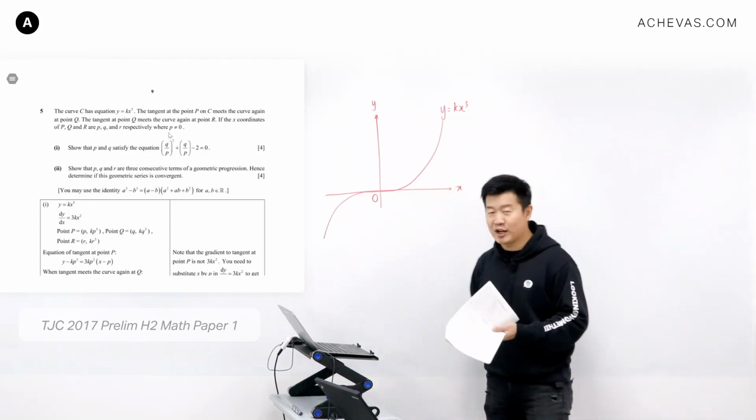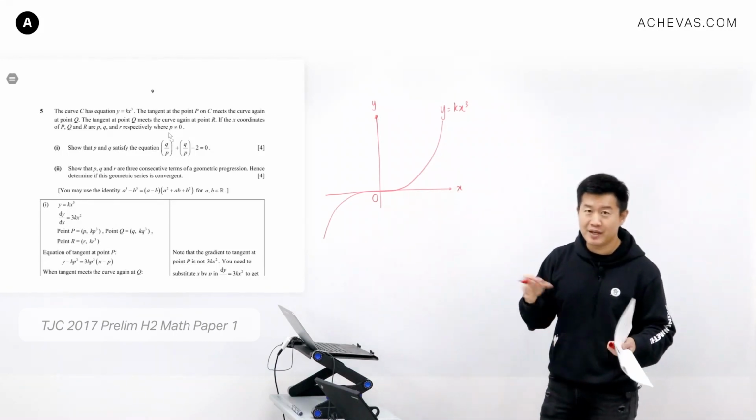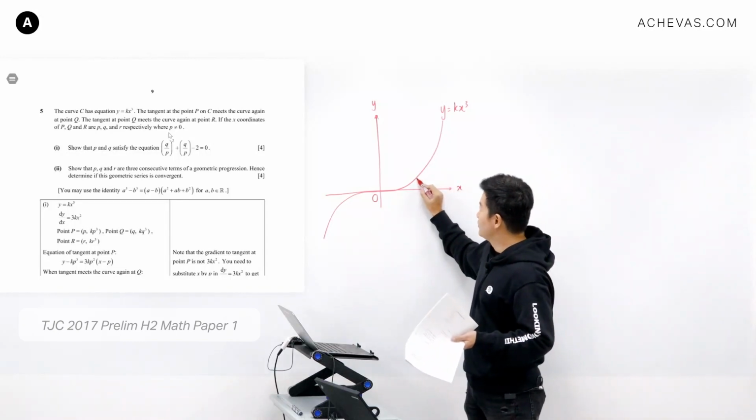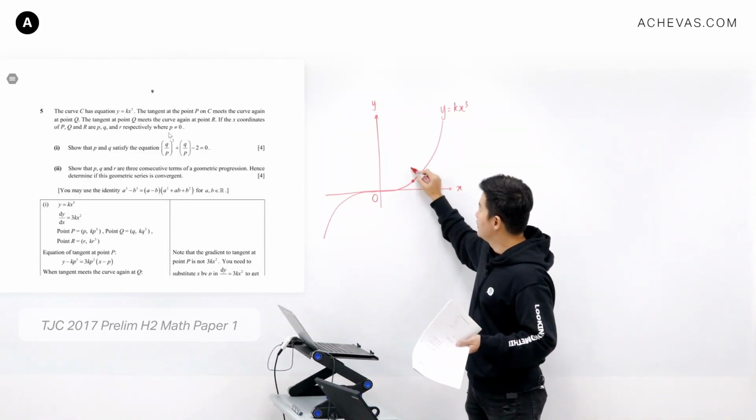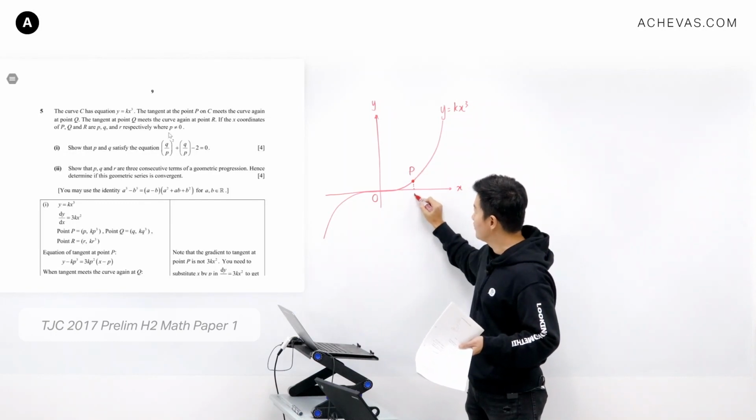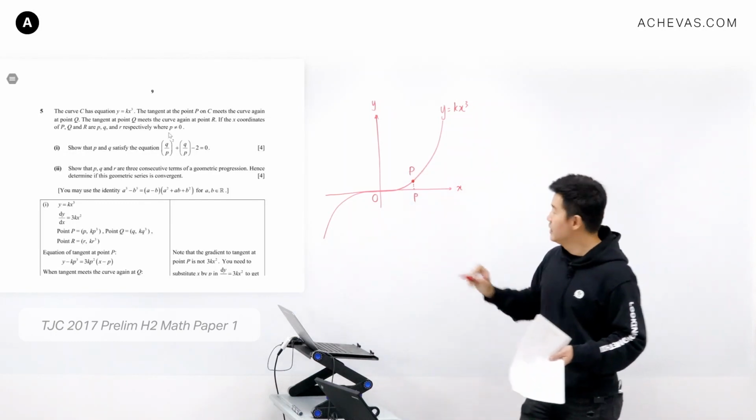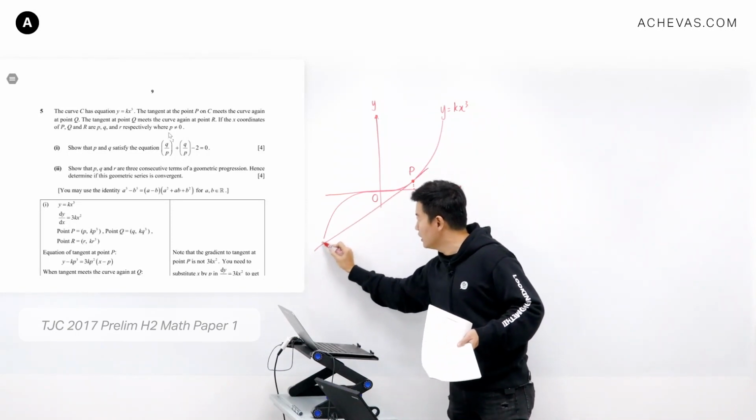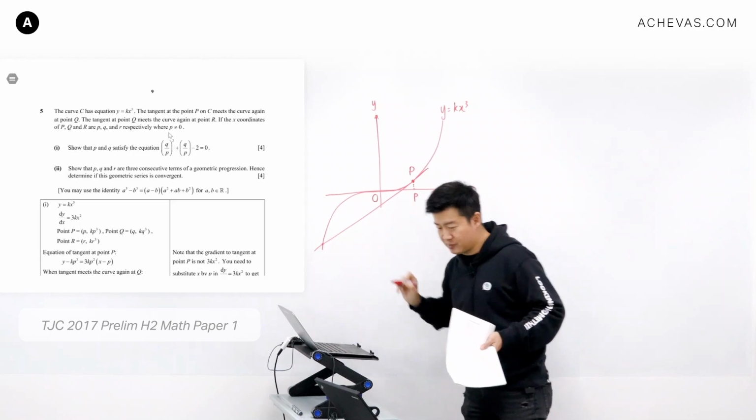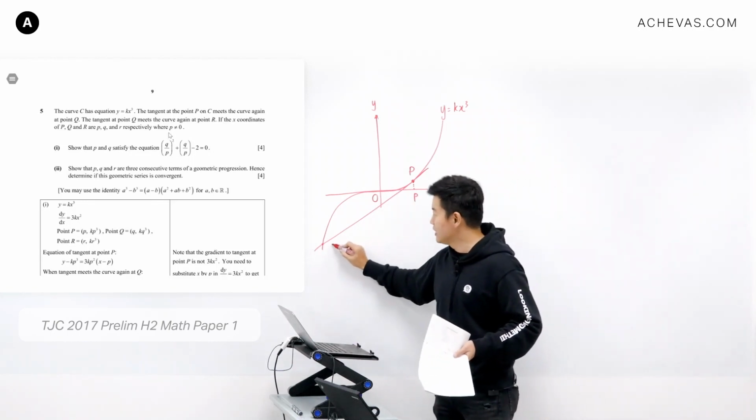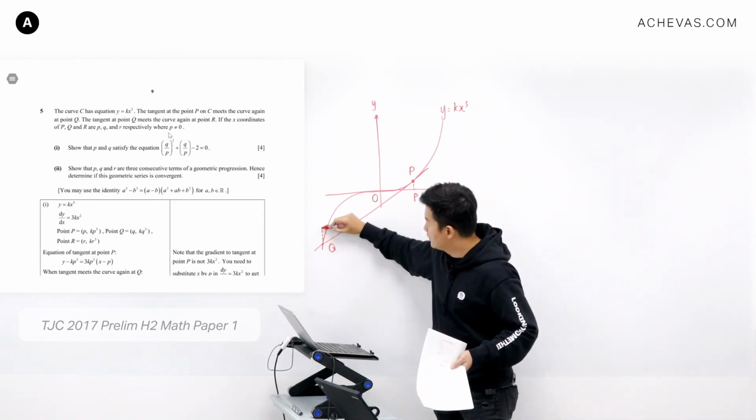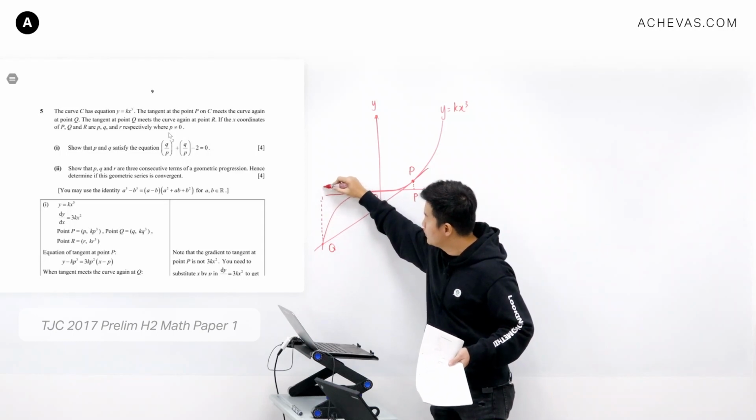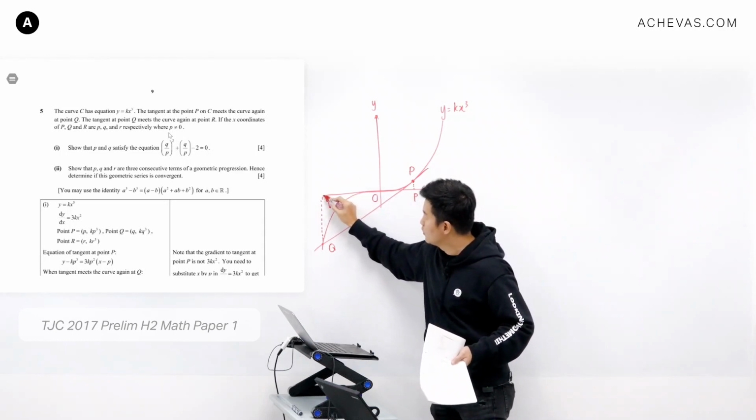Okay, so P cannot be equal to zero. P can be positive, P can be negative. I'm going to just assume, let's say P is here. So if point P is here, the x coordinate of P is lowercase p. The tangent is going to be cutting the graph again. Okay, it's going to cut the graph again at this point here. So this point here is point Q, and the x coordinate of point Q is going to be Q.